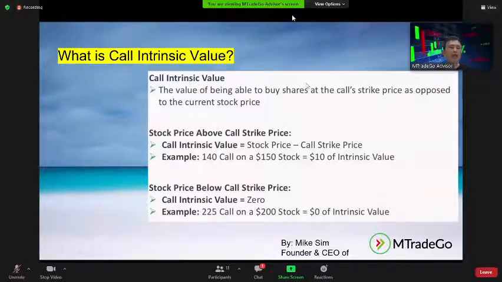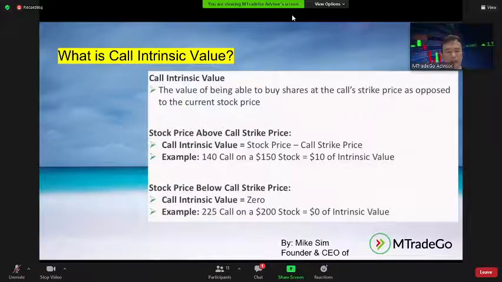So what is call intrinsic value? It's the value of being able to buy a share at the call strike price as opposed to the current stock price. How do you get the call intrinsic value? Very simple: the stock price minus the call strike price gives you the intrinsic value. For example, a 140 call over a 150 stock now has a $10 intrinsic value.